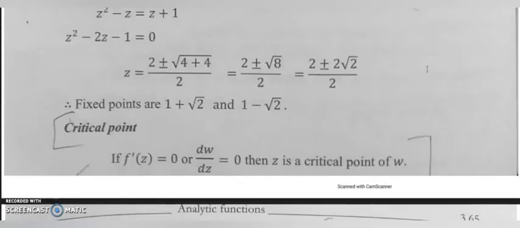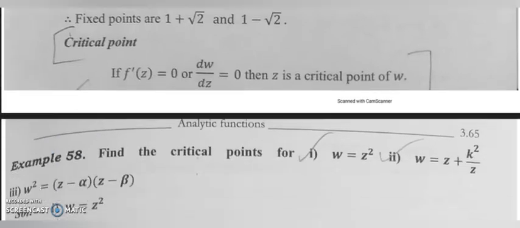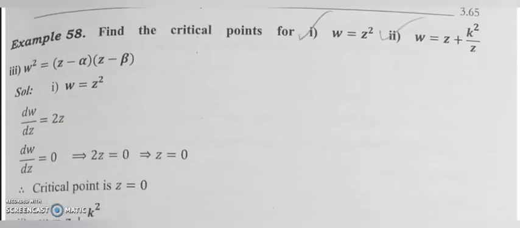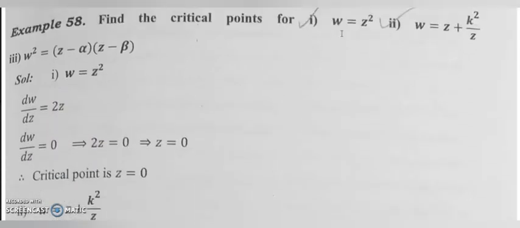So here, if f dash of Z equal to 0 or dW by dZ is 0, then Z is a critical point of W. So we'll do some problems. Find the critical point for W is equal to Z square. First question. So W is equal to Z square. What is dW by dZ? Differentiation with respect to Z, 2Z. Then dW by dZ is 0 at critical point. This is the condition for critical point. So 2Z is equal to 0, Z is equal to 0 by 2, that is 0. So critical point is Z is equal to 0.